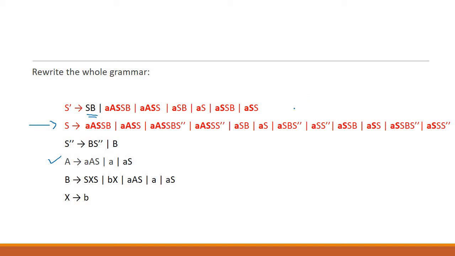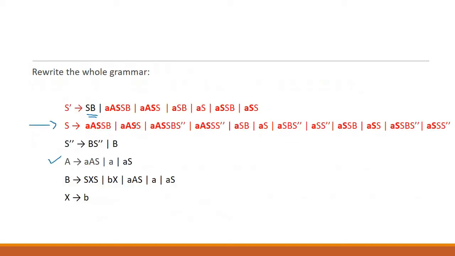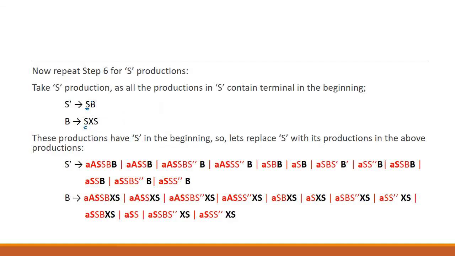So we can take S as our second member, which needs to replace those productions which start with S. So we are taking S for replacing S, and there are two productions which start with S. S dash starts with SB and B starts with SXS. And how many members of S? There were 12 members. So remember this, there are 12 members, and here is 1. So it replaces all 12, and we have 1, 2, 3, 4, 5, 6, 7, 8, 9, 10, 11, 12, and every production ends with B, which is this one.